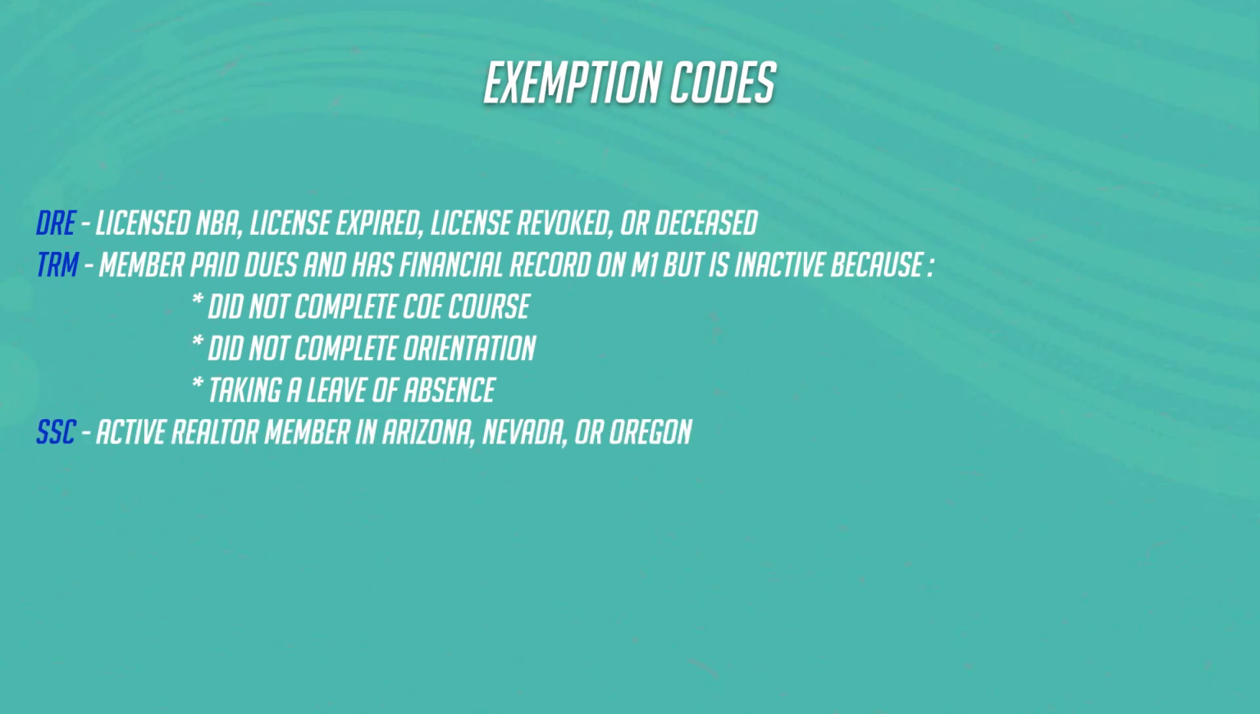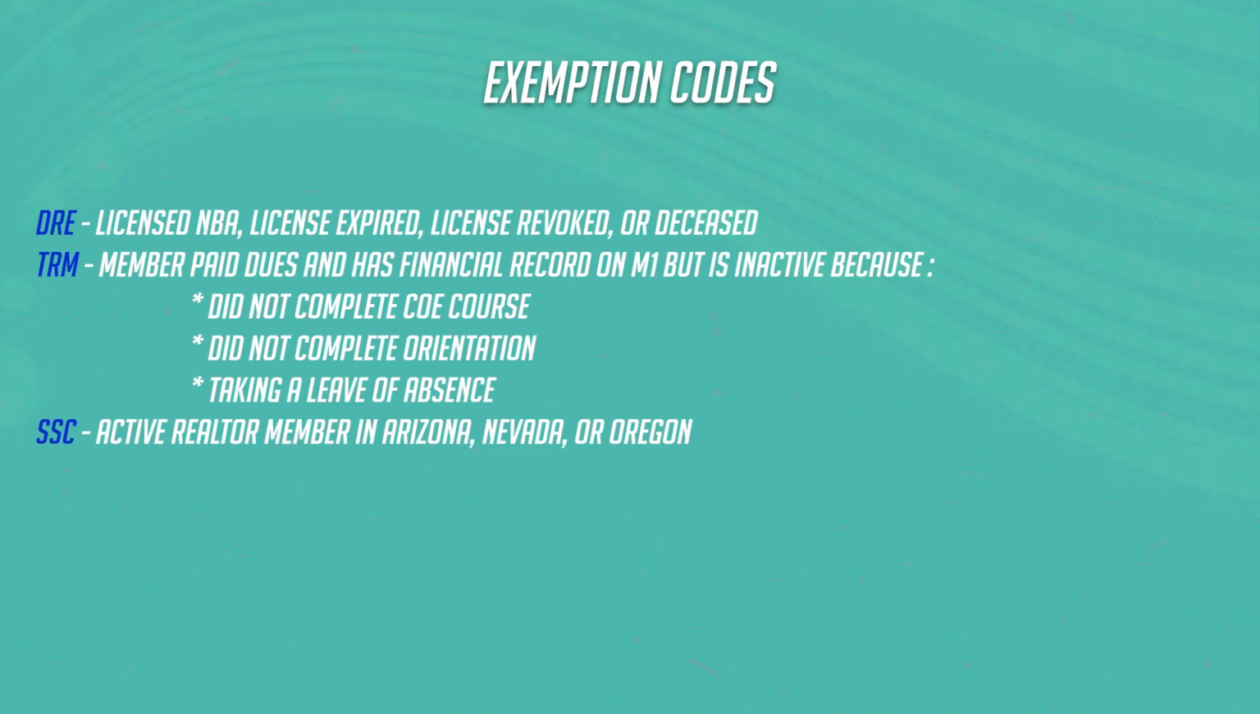Okay, and the third exemption is the SSC exemption. This is for active realtor members in Arizona, Nevada, and Oregon. If this member's broker holds primary membership in California, the member is not required to join. So we would add them to the secondary state contiguous exemption.